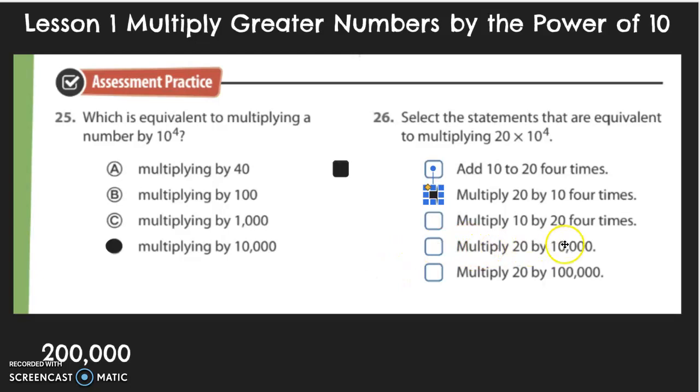What if we multiply 20 by 10,000? This has got 1 zero. This has got 4 zeros. So that means our answer is going to have 5 zeros. 1, 2, 3, 4, 5. That works. And then multiply 20 by 100,000. 1 zero, 2, 3, 4, 5, 6 zeros. Okay, we do not want 6 zeros, we only want 5. So those would be your 2 correct answers.